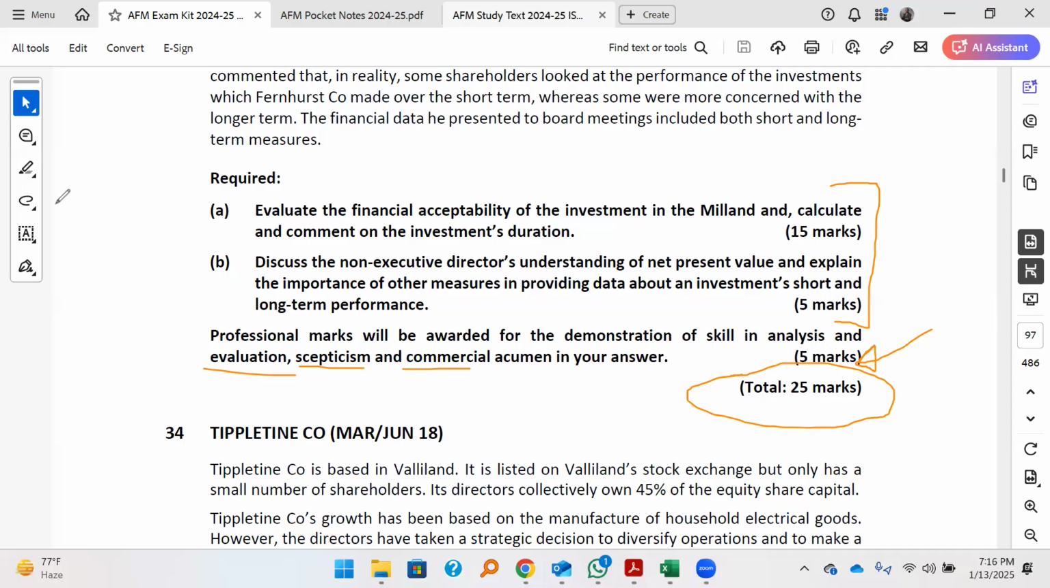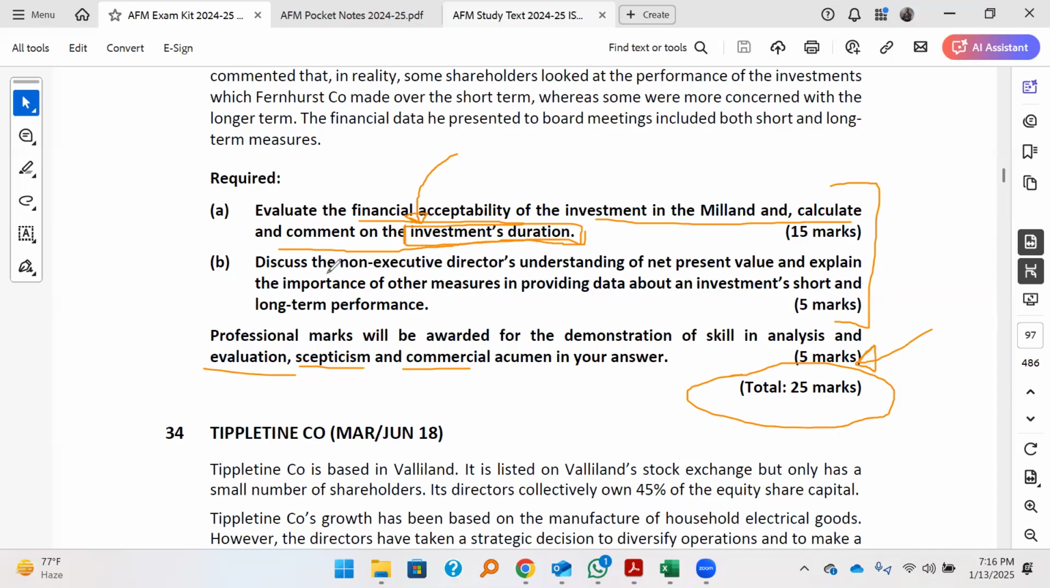So what are they asking us here? Financial acceptability of the investment in Midland, and calculate and comment on the investment's duration. So we shall see what they mean by that, but what you need to understand is the duration. In this case, this is one of those new concepts in AFM that are not there in the normal paper, financial management. So perhaps if you are coming from financial management and you know how to do NPV computations, this would be the only thing that should worry you at this question. But we shall see what investment duration means.